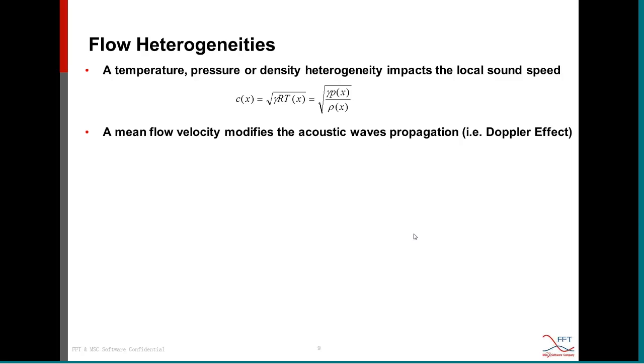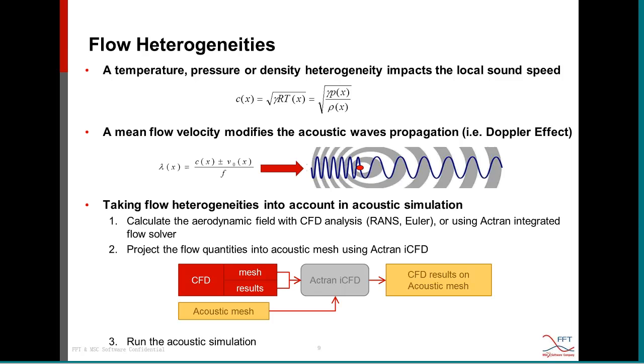The second effect is the mean flow velocity, which also modifies the acoustic wave propagation, and this is known as a Doppler effect.